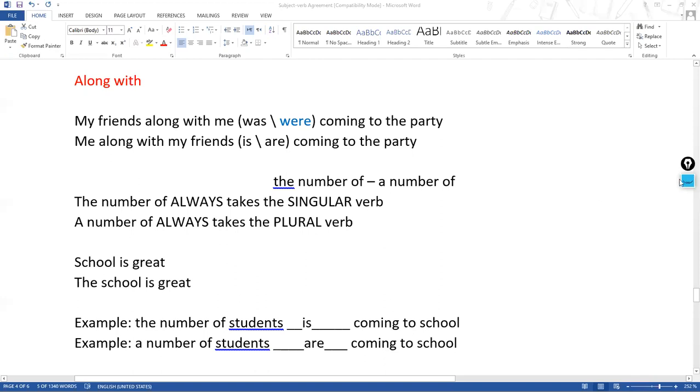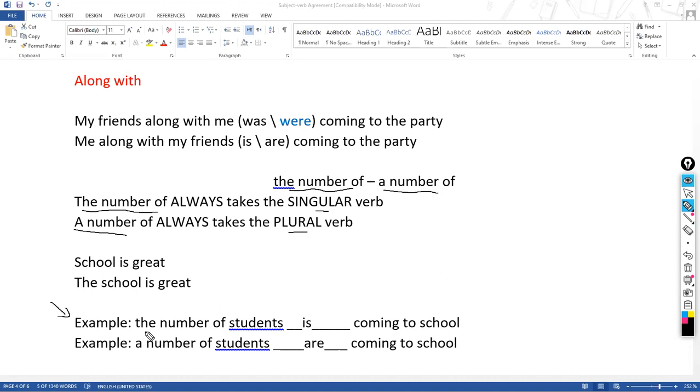Now, the final rule: we have a number of and the number of. If you want to use a number of or the number of in talking and writing, you have to be careful. Why? Because the number of is all the time singular and a number of is all the time plural. Notice the example here.